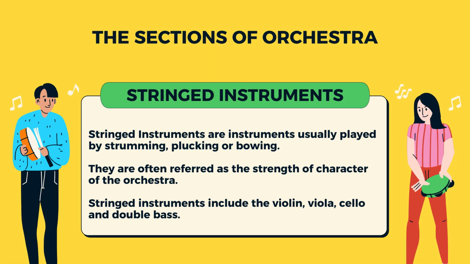Stringed instruments are instruments usually played by strumming, plucking or bowing. They are often referred to as the strength of character of the orchestra. Stringed instruments include the violin, viola, cello and double bass.